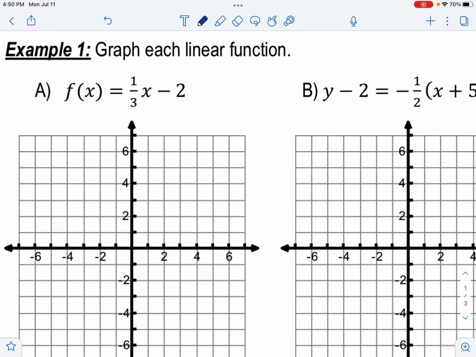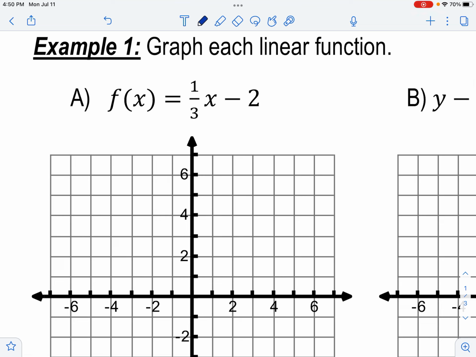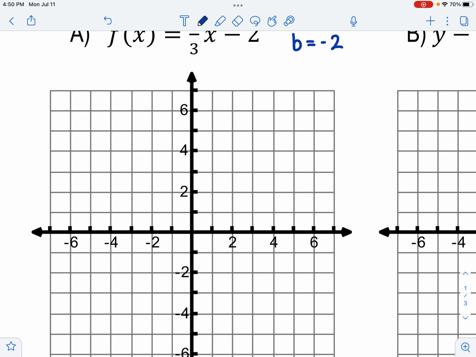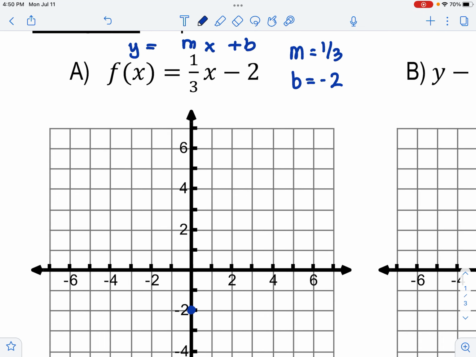So the first one right here, if you look, it's in the form f(x) = mx + b, or y = mx + b. So we have our slope is 1/3, and we have our y-intercept is (0, -2). So b is -2, that means our y-intercept is (0, -2). So remember, we start by plotting our y-intercept, (0, -2), and then we use our slope, rise over run, to get other points on the line.